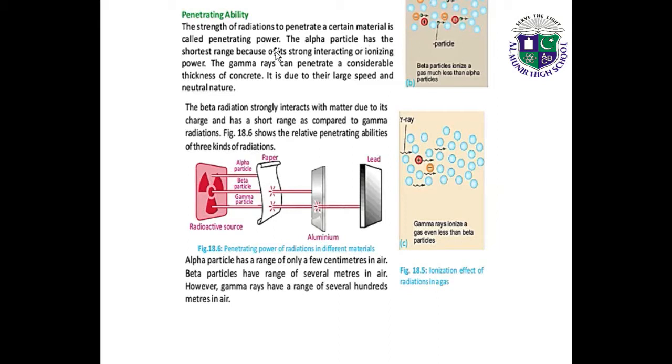The alpha particle has the shortest range because of its strong interacting or ionizing power. The gamma rays can penetrate a considerable thickness of concrete. It is due to their large speed and neutral nature. The beta radiation strongly interacts with matter due to its charge and has a short range as compared to gamma radiations. Alpha particle has a range of only a few centimeters in air. Beta particles have range of several meters in air. Gamma rays have a range of several hundred meters in air.